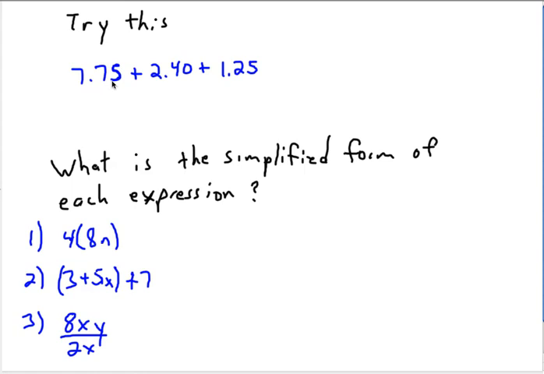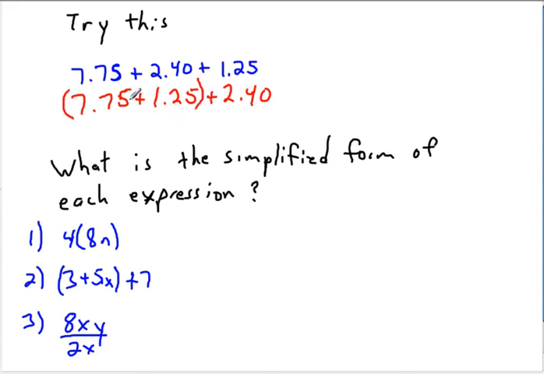So the associative property is going to tell us, instead of, actually let me switch that around. The commutative property is going to tell us that we can switch the 2.4 and the 1.25. So I'm going to start there. Then the associative property tells us that we can either do 7.75 plus 1.25 or 1.25 plus 2.4. So I'm going to start with this one here.